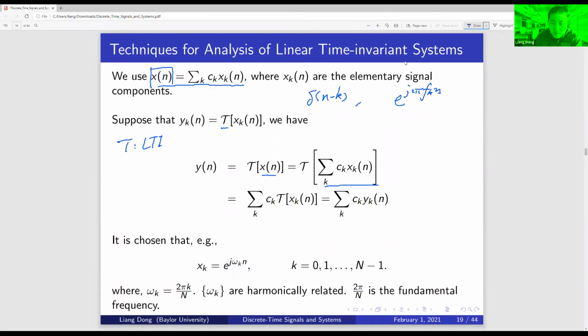It's a linear system. Therefore, I have this term, and then each one of those operations gives me a separated output, which is y sub k. So the output can also be separated as a sum of all these individual outputs. Each of those outputs results from an individual input elementary component. And then we are using the same weight, c sub k, to add them together. So this is quite easy to understand. It's a linear system, so the superposition law lets us do that.